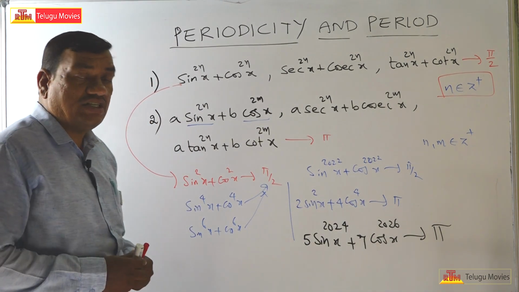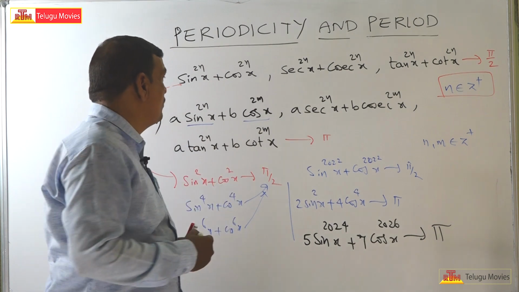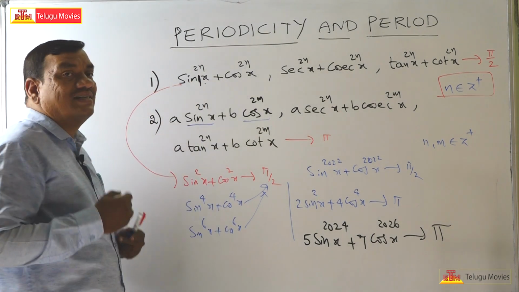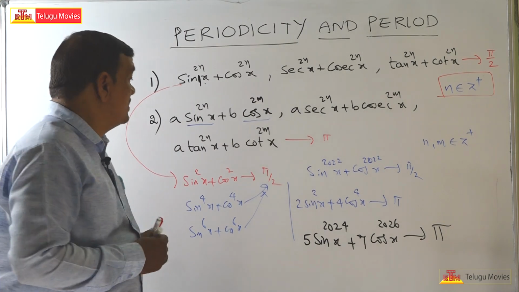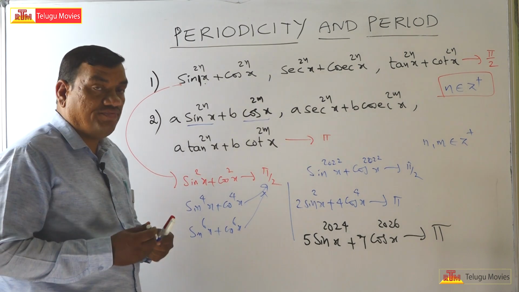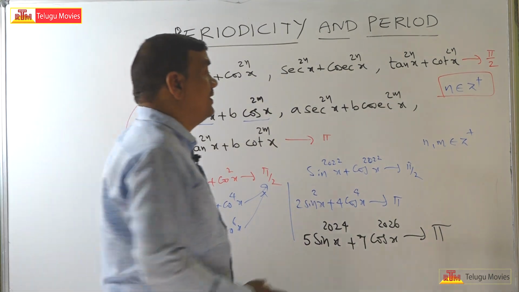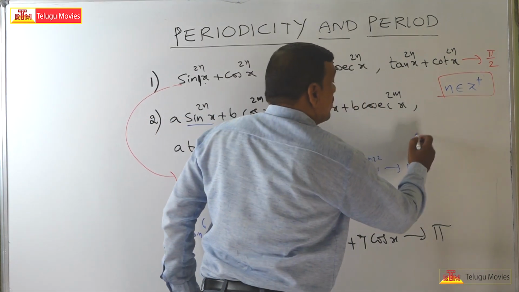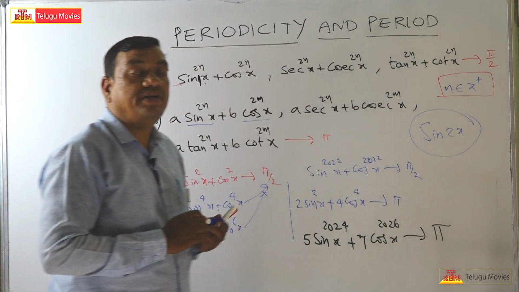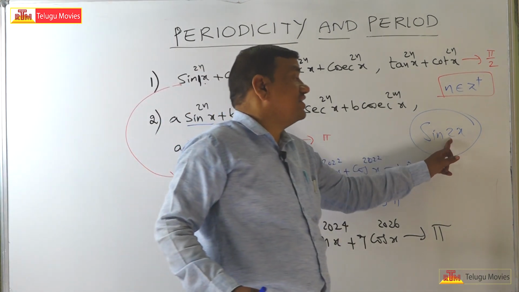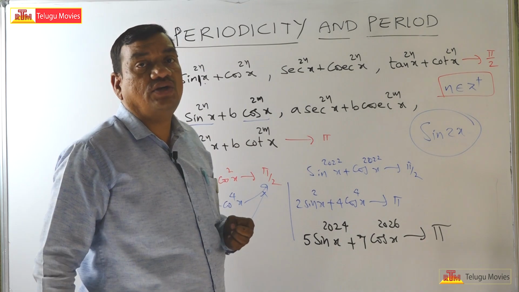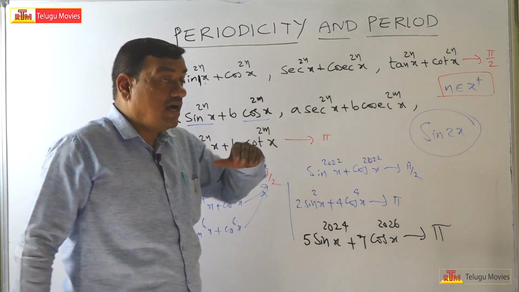Now in the next class, so far what functions have we taken? We have taken x coefficient is 1: sin x, cos x, tan x. If the x coefficient is not 1, what is the period of sin 2x? Here the x coefficient is 2. Is it 2 pi or something less than 2 pi? That we are going to see in the next class.